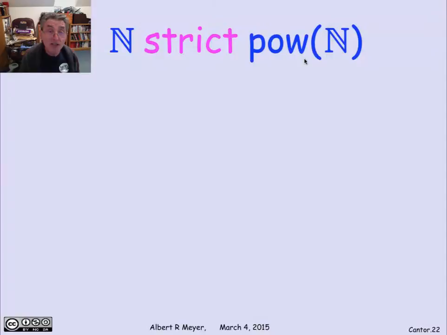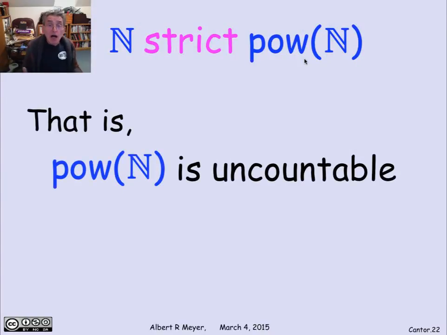Now, a special case of this, of course, is that the non-negative integers are strictly smaller than the power set of N. So that's an instance of Cantor's theorem where we're applying it with A being the set of non-negative integers. So there's no surjection from the non-negative integers to the subsets of non-negative integers. Again, that means that the power set of N is an example of an uncountable set, because the definition of countable is that there would be a surjection from N to the power set of N.